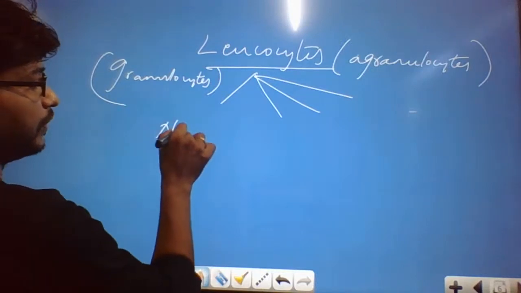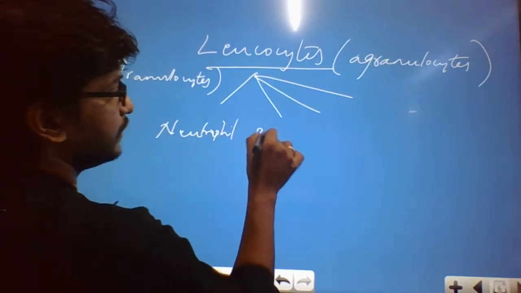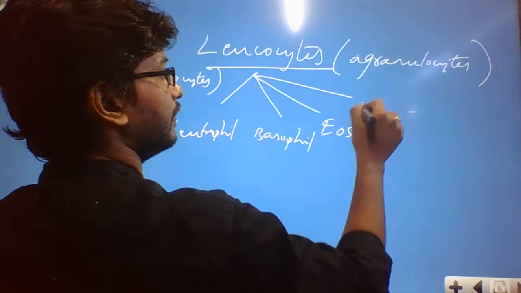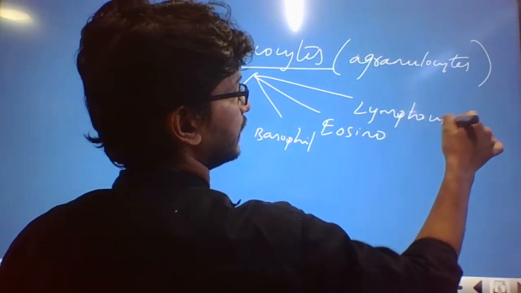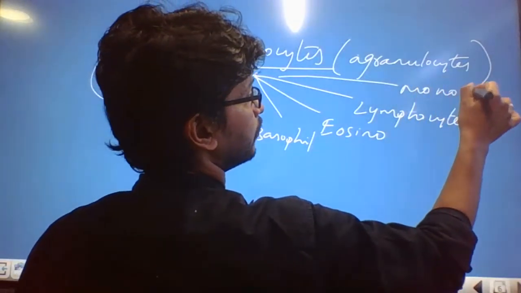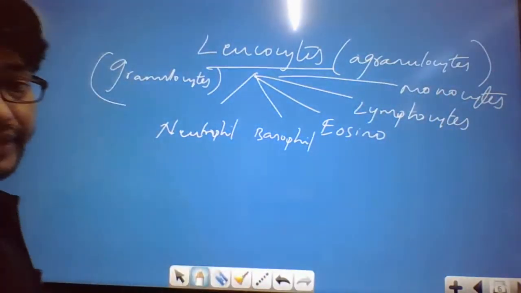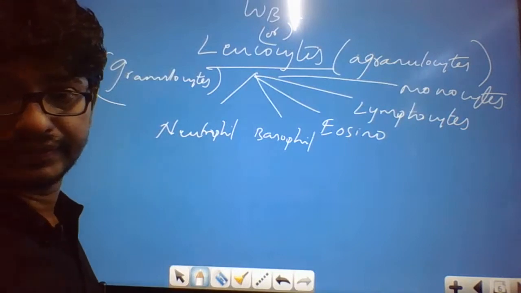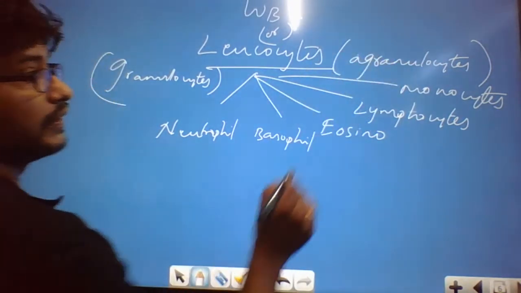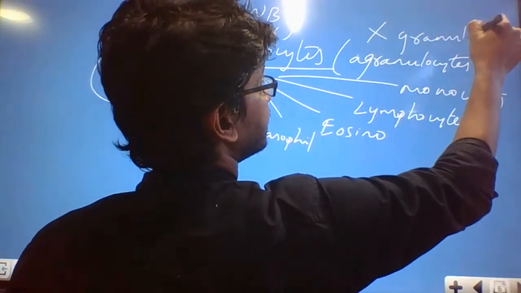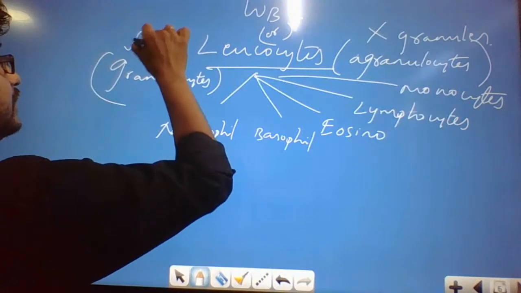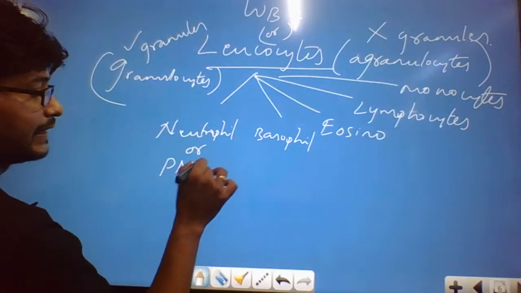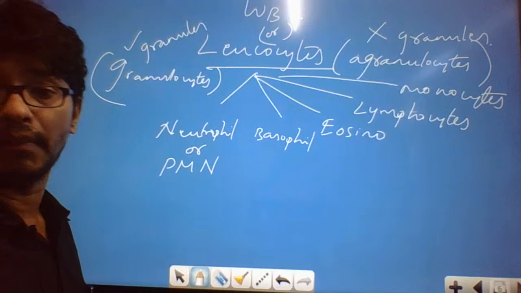Leukocytes include neutrophil, basophil, eosinophil, then we have lymphocytes, then we have monocytes. All of these together are the leukocytes, which we call white blood cells or white blood corpuscles, right? In agranulocytes there are no granules inside. In granulocytes we could see the presence of granules. For example, neutrophil has another name, PMN, which means polymorphonuclear cells.